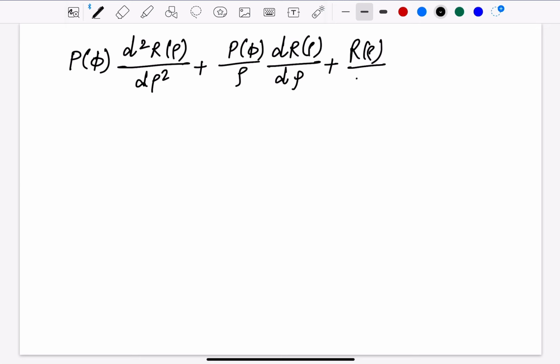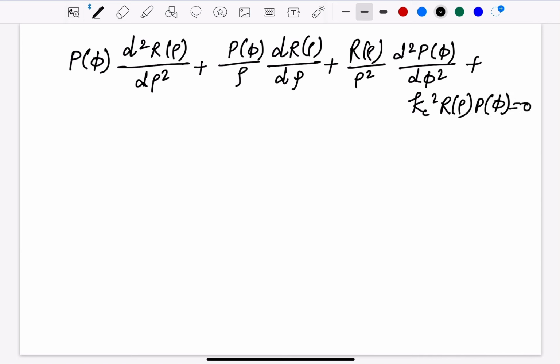Hopefully you can manage these things. d square P of phi, just a minute, it's not looking perfect, so I can write once again, d phi square, and of course the last term, which is kc square R as a function of rho and P as a function of phi, is equal to 0.